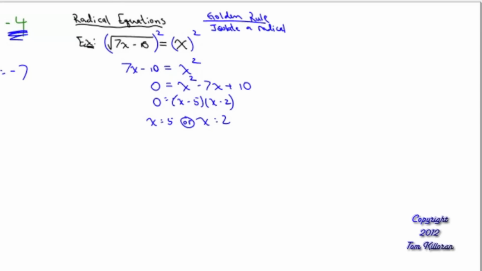And if I plug in 5 on the other side, 5 equals 5. We're fine. Take 2. 7 times 2 is 14. 14 minus 10 is 4. Square root of 4 is 2. And the other side happens to be 2. So that one works. So my solution, and by saying it this way, I'm saying both of these work. They both work.